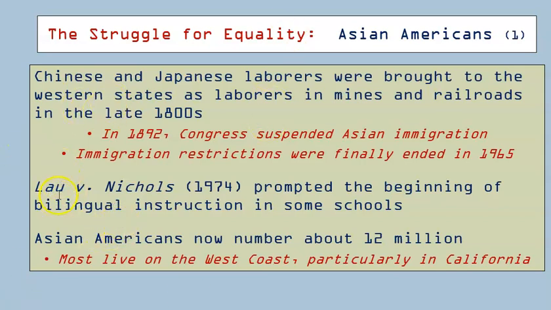1965. The Supreme Court case of Lau versus Nichols in 1974 prompted the beginning of bilingual instruction in some schools. And it says Asian Americans now number around 12 million out of roughly 330 million, and most live on the West Coast, particularly California.